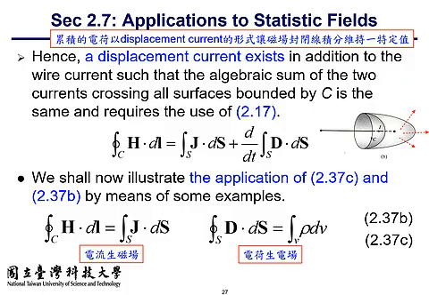Difference is for static field case, because you have no displacement current, the zero total current enclosing in a closed surface can be only expressed in terms of I, or J, that is the actual currents. On the other hand, for the time variant case, the currents can be either actual current J or I and the displacement current.